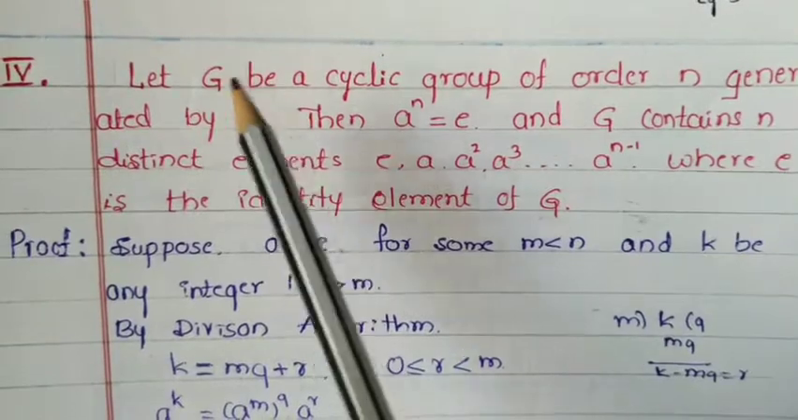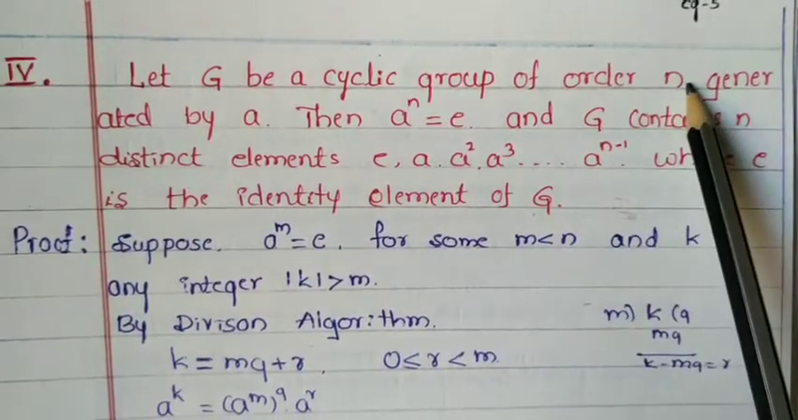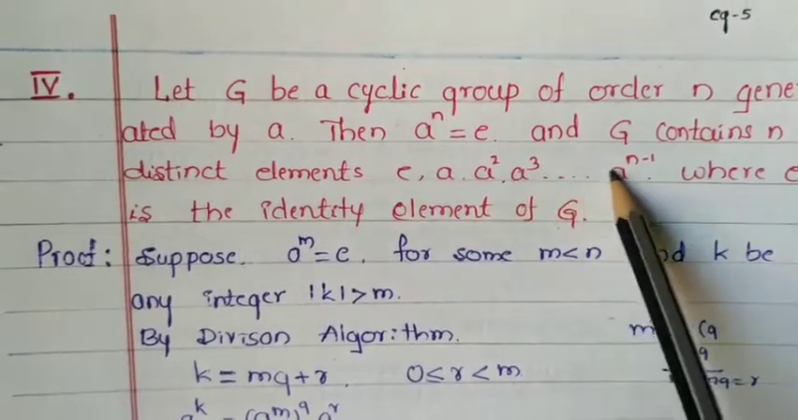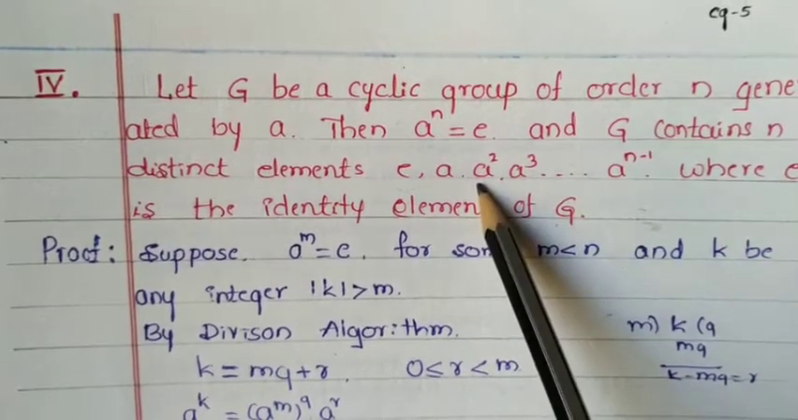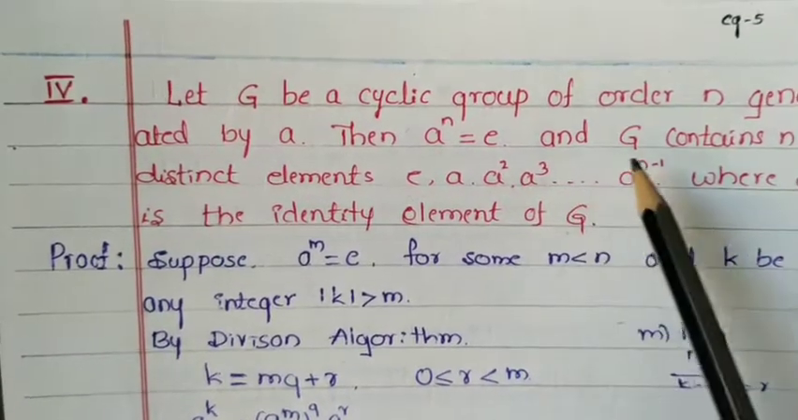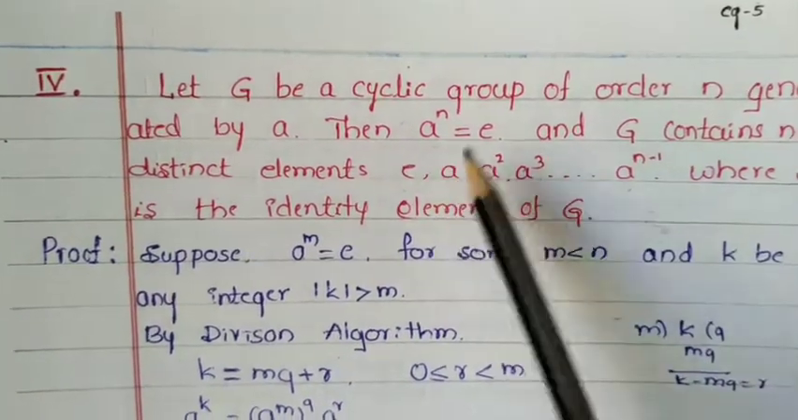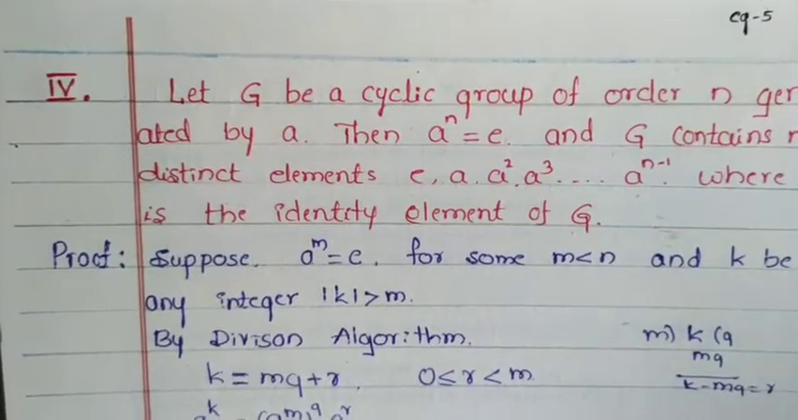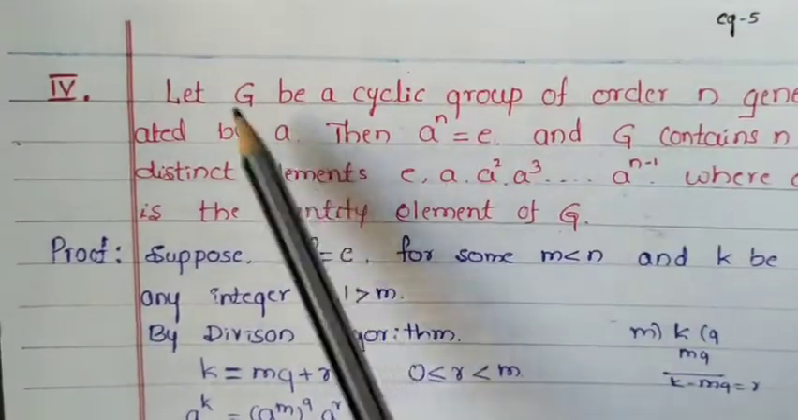Once again, to read the theorem, let G be a cyclic group of order n. Those n elements are given, starting from e, the first element, a, the second element, a square, the third element, a cube, the fourth element, and finally a raised to n minus 1. n elements are given. Now our idea is to prove that a raised to n is e, and G is a cyclic group generated by a.